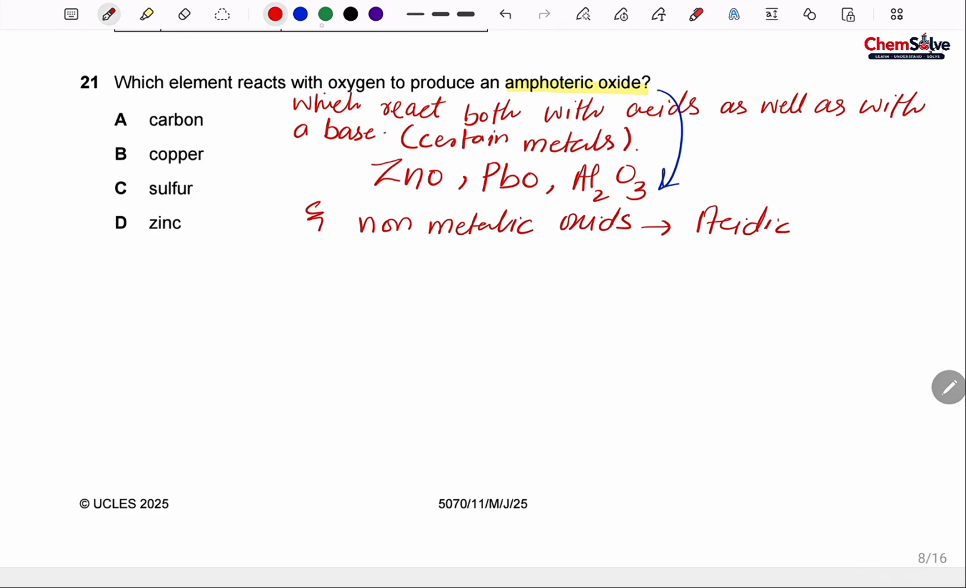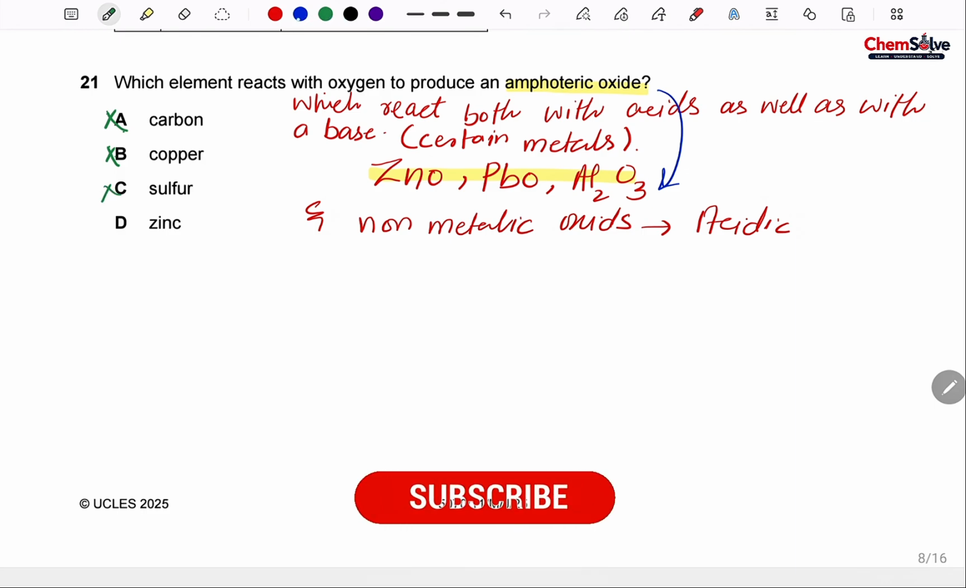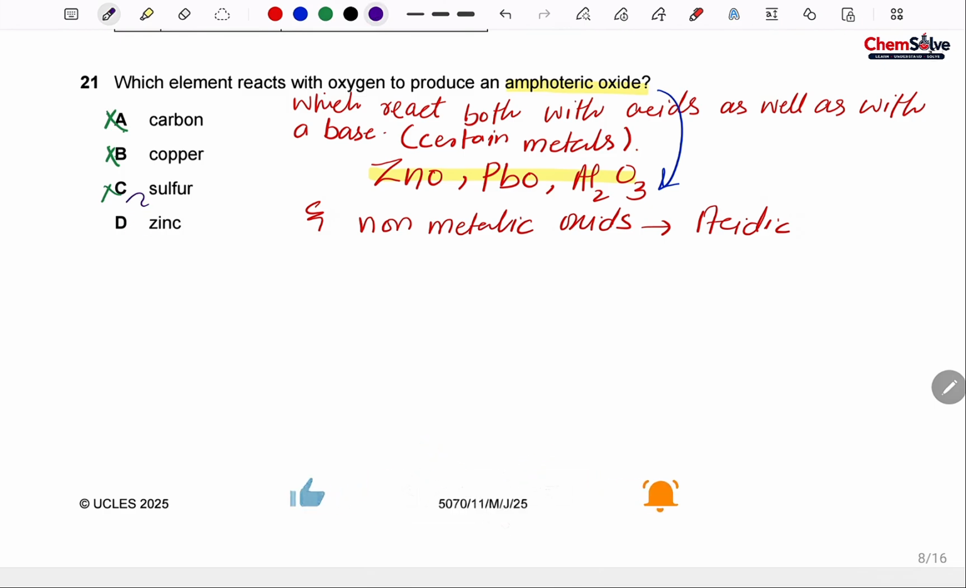So copper is a non-metal, that's why its oxide will not be amphoteric, and according to our discussion, these are the ones which are the amphoteric oxides. So copper is a metal, it will be alkaline. Sulfur is a non-metal, it would be acidic. So the correct option is zinc oxide, right?